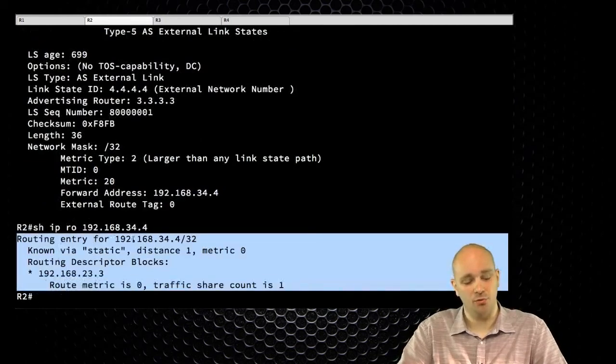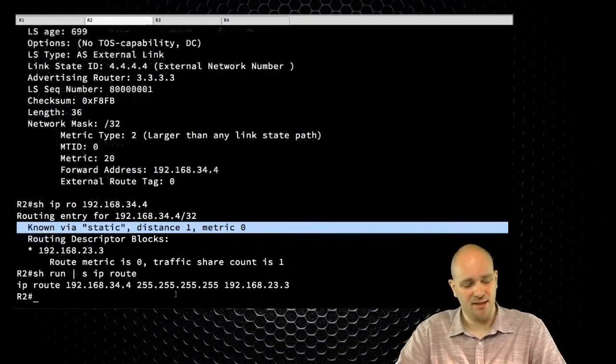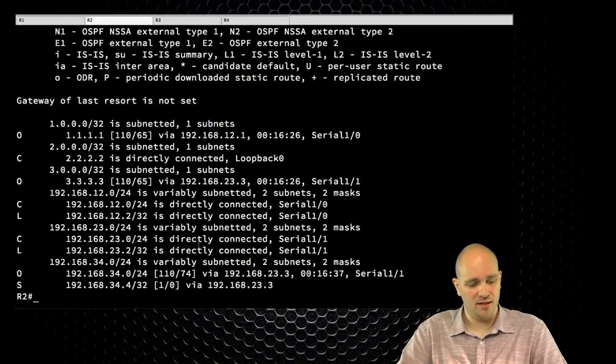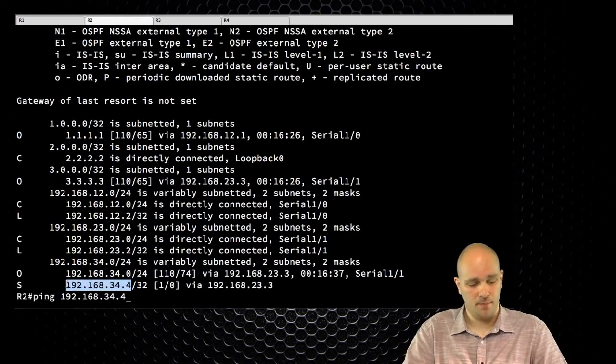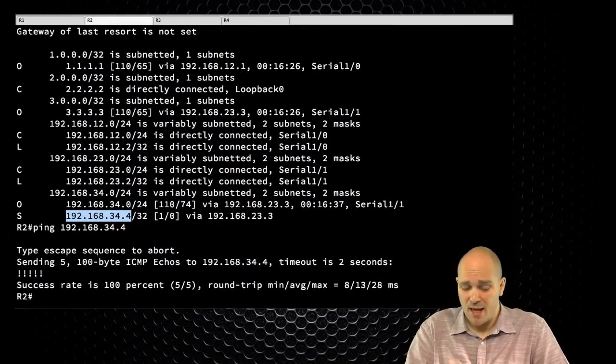It says here that route 192.168.34.4/32 is known as a static route. So there appears to be a static route on R2, causing this route to be installed in the routing table. And this will override this /24 route to reach the forward address. Now mind you, this does not cause the forward address to be unreachable. I can still ping it, there we go, no problems.